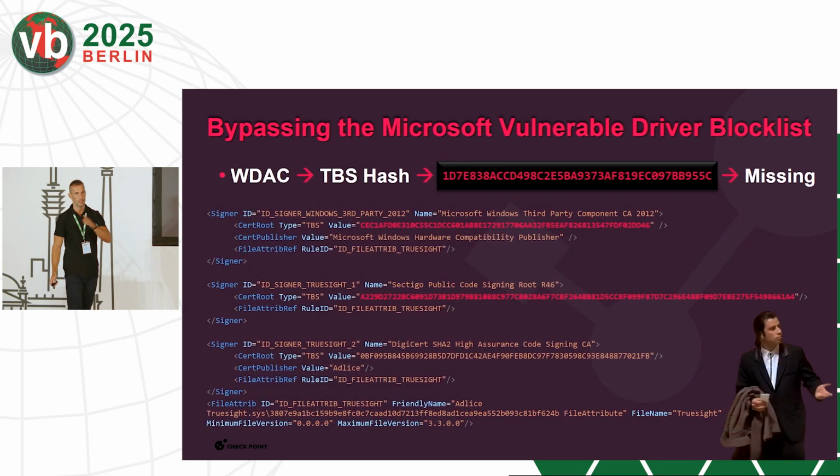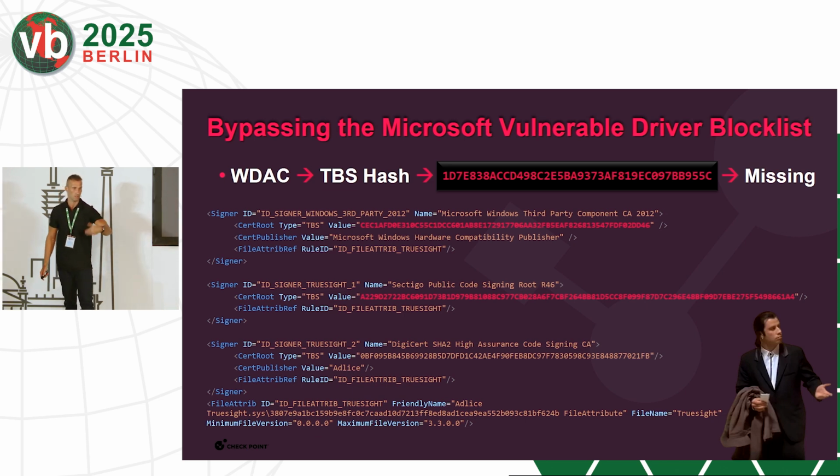And if we check the latest version of the Microsoft vulnerable driver blocklist, we will find out, hey, TrueSight is defined there. The Microsoft vulnerable driver blocklist is trying to protect against TrueSight drivers because it's defined there, and the 3.3.0 version is blocked. But the TBS hash value of the legacy driver, the 1D7E, is not defined there.